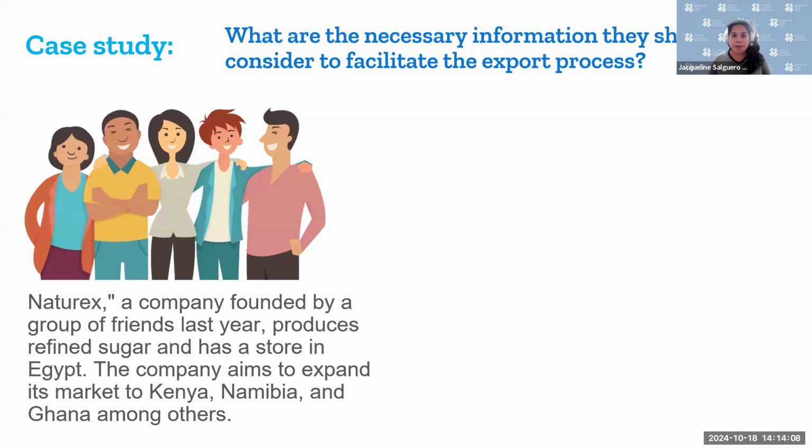So someone says, we already have the product there. As I said, it's the product, refined sugar. What kind of information do you need? The company is based in Egypt, and you want to expand into another country. So what kind of information will you require for that purpose?